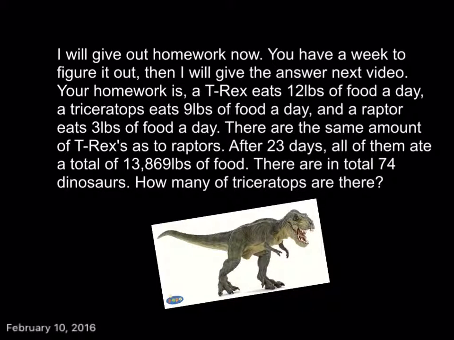The homework is, a T-Rex eats 12 pounds of food a day. A Triceratops eats 9 pounds of food a day. And a raptor eats 3 pounds of food a day. They are the same amount of T-Rexes as to raptors. After 23 days, all of them ate a total of 13,869 pounds of food. There are in total 74 dinosaurs. How many Triceratops are there?